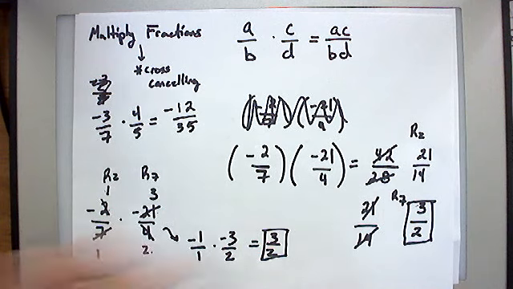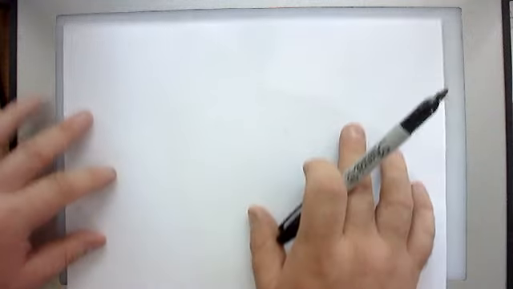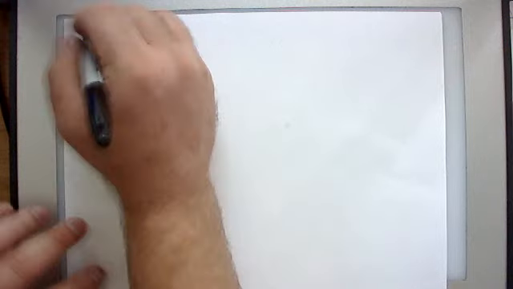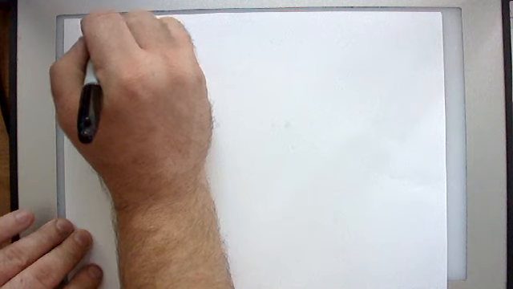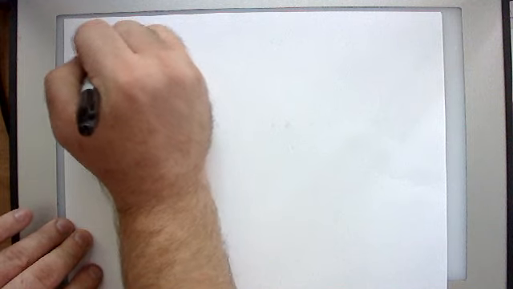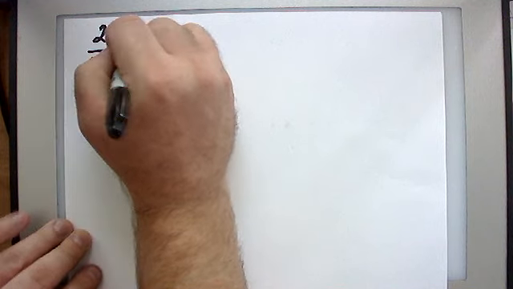So let's take a look at another example. We'll do it both ways again. We'll do it just by multiplying straight across, and then we'll do it with cross canceling just to illustrate the difference. But luckily, that really is it for fraction multiplication. You multiply straight across, and that's about it. So let's say I gave you 2 over 56 times 40.